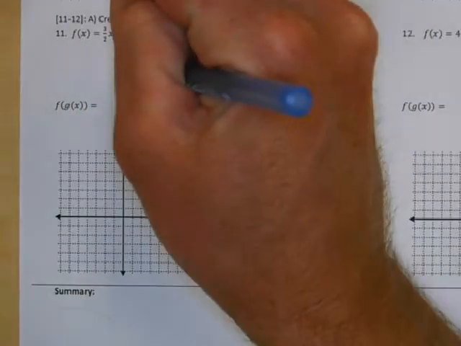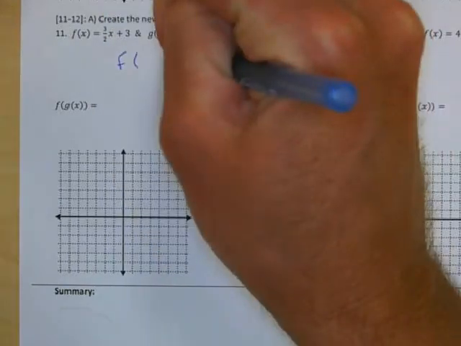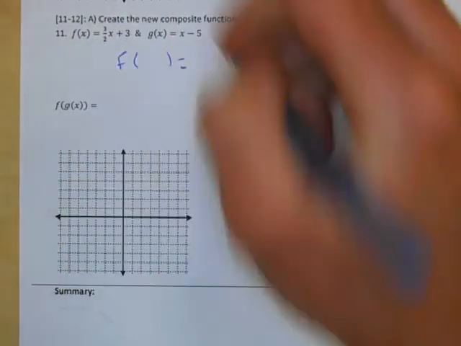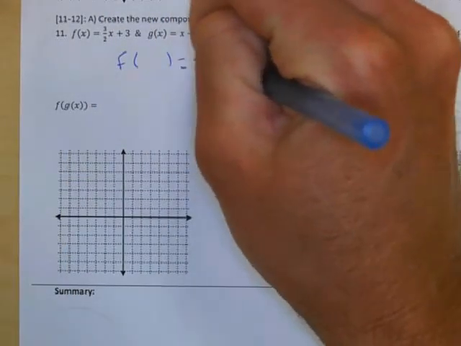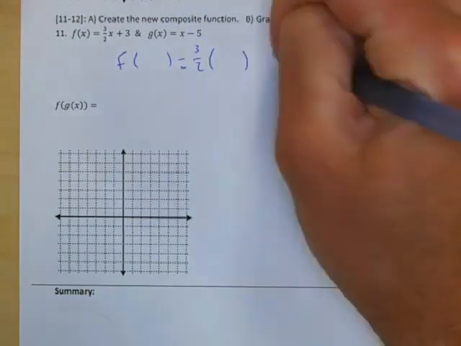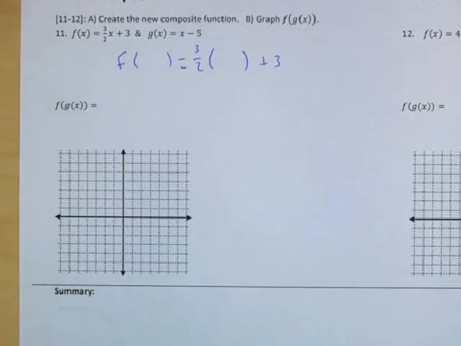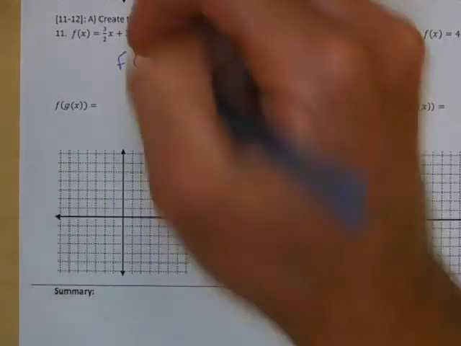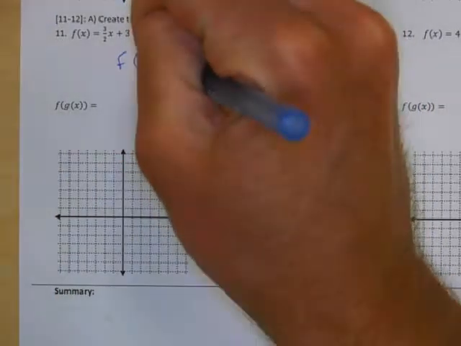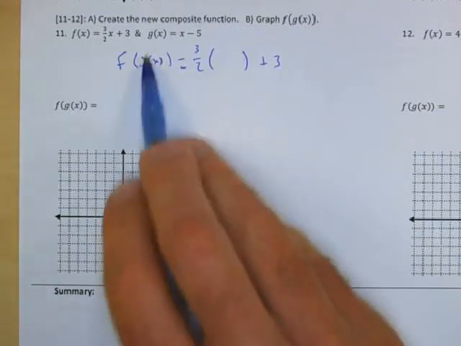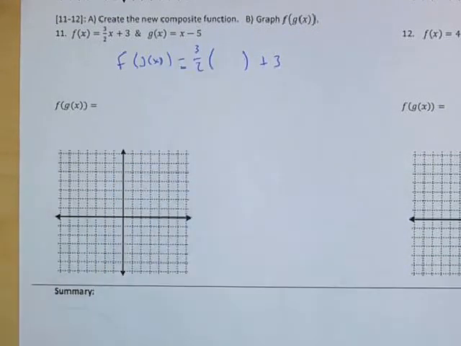My function f is 3/2 times something plus 3. Okay? And then what are we plugging into our function f? Well, g of x. Now we can write g of x if we want to, but what is g of x? Well, g of x is x minus 5, so then that's what we want to plug into our function.